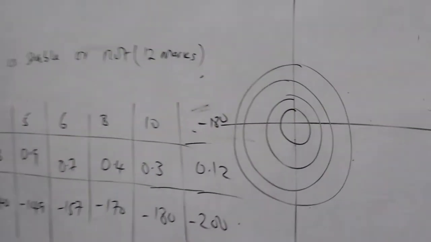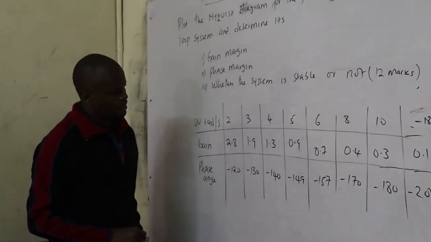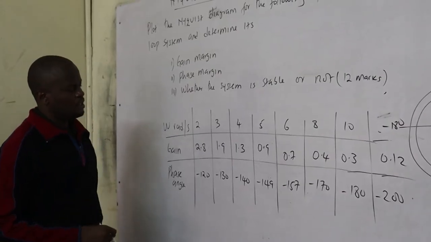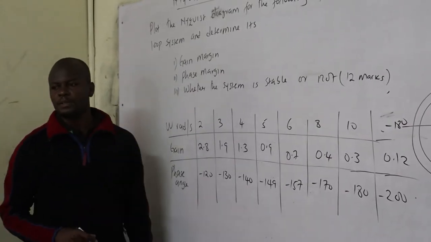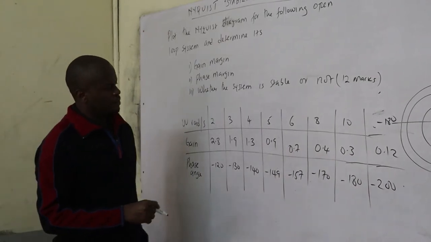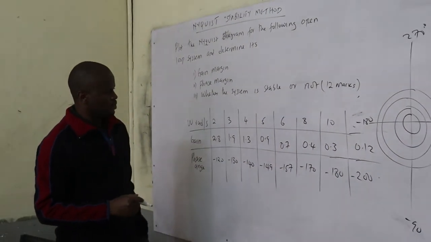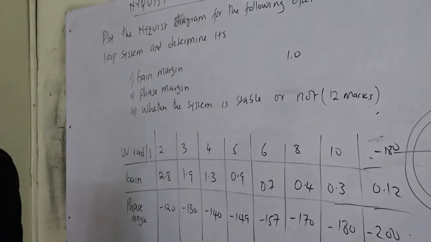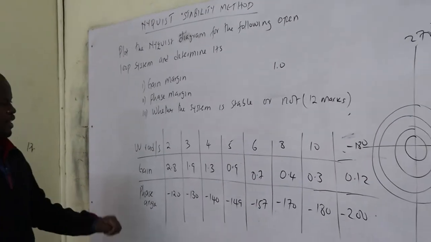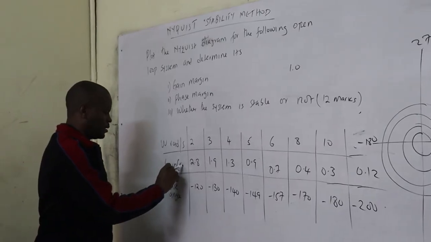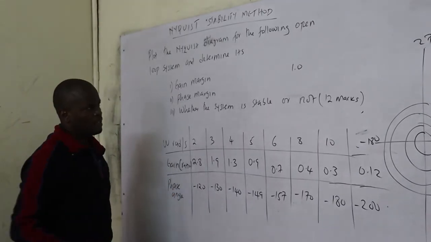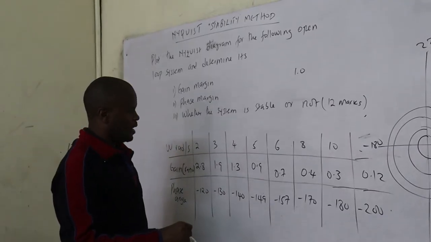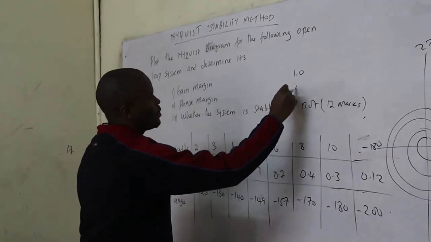Another thing that is also very, very important to remember is that when you talk about the Nyquist, not only the Nyquist, but all stability methods, the stability is always obtained at the point 1.0. That is a very, very important point. And another point, for the gain ratio, it is always obtained at 1.0. And for the angles, it is always obtained at minus 180.